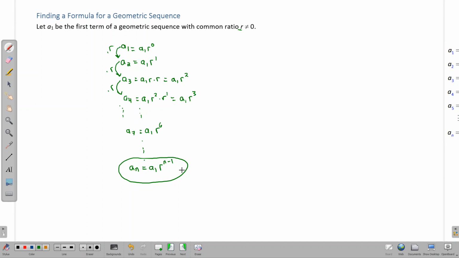Notice there are some differences here to the arithmetic, but there are also some similarities. So if I put the arithmetic one out, we had a sub 1 plus n minus 1 times d. So the first similarity is both of them have the first term in them. They also both have the expression n minus 1. In the geometric, the n minus 1 is an exponent, which is what makes this exponential. And then in the arithmetic, it is just a coefficient of the d, which is what makes this a linear expression. Okay, so let's practice using that.